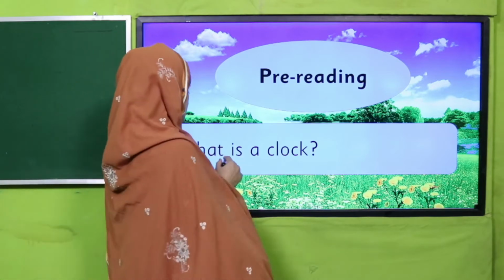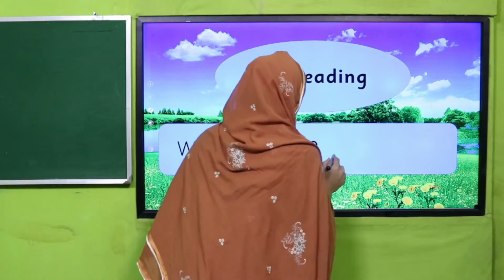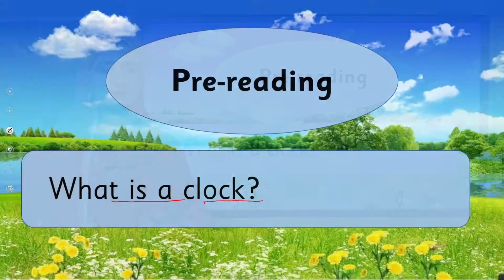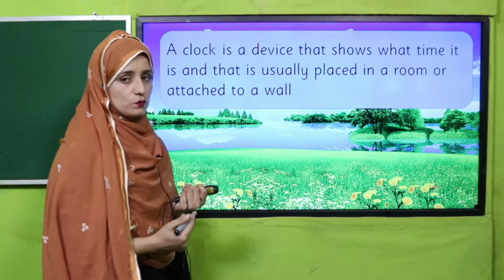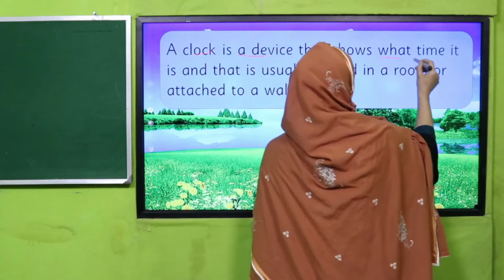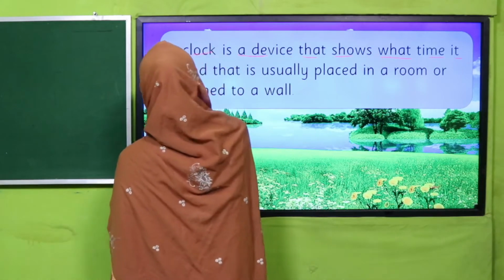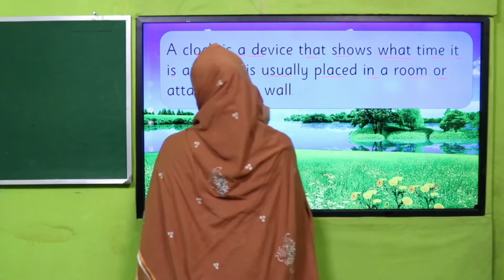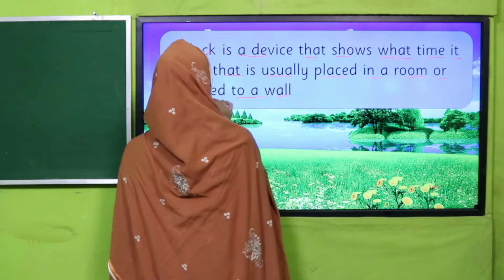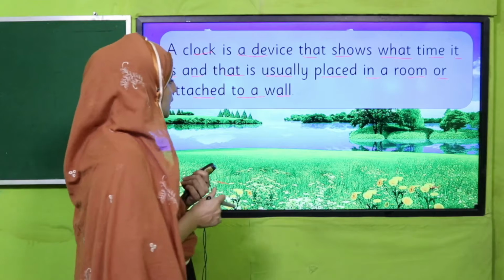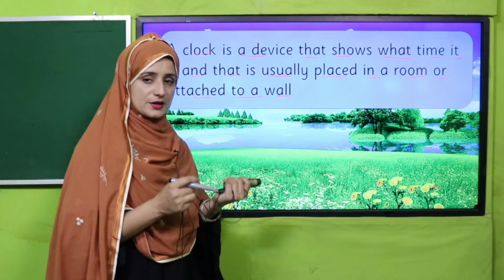Pre-reading skills. What is a clock? Pause the video and answer this question to your teacher. Yes, I hope you have done it. What is a clock? Let's see. A clock is a device that shows what time it is, and it is usually placed in a room or attached to a wall.